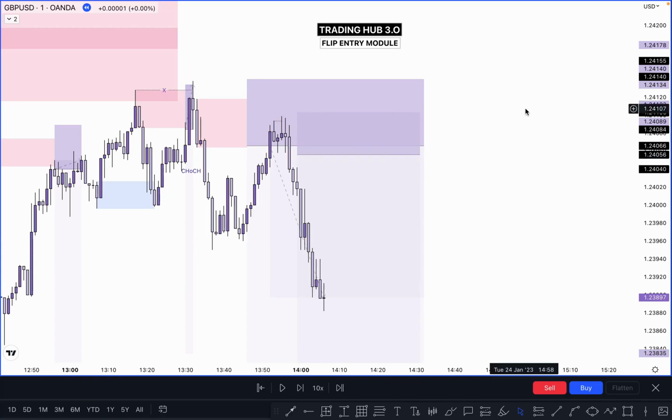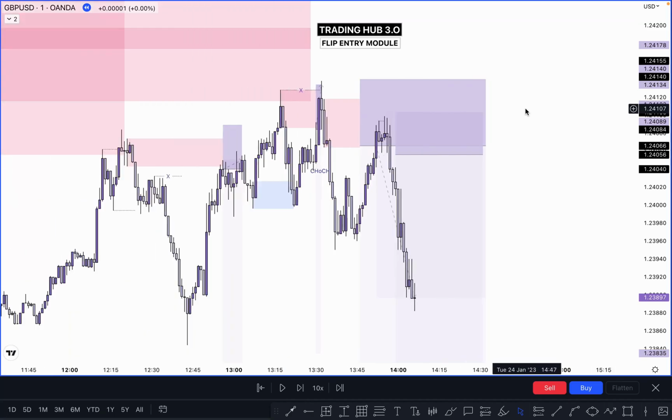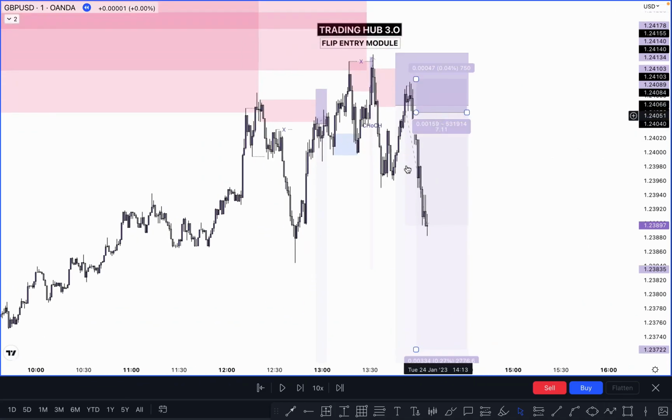Even though this entry is valid as per our entry plan, it doesn't mean that every time you will get an entry. Okay, sometimes you miss, sometimes you hit the stop loss, sometimes you catch. The main thing is how you can manage the winning trade. So let's see what happened next after this one.